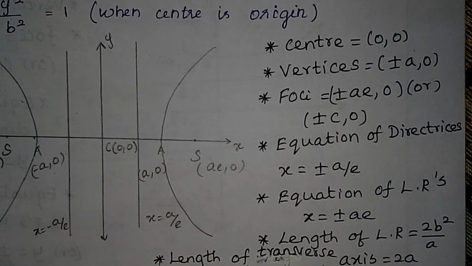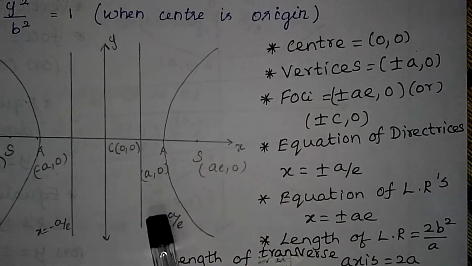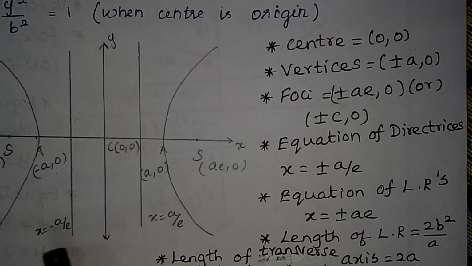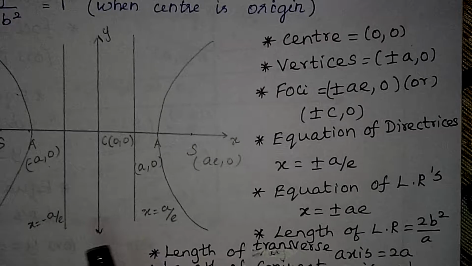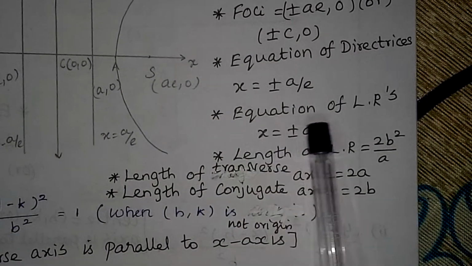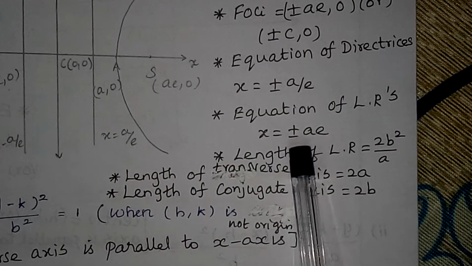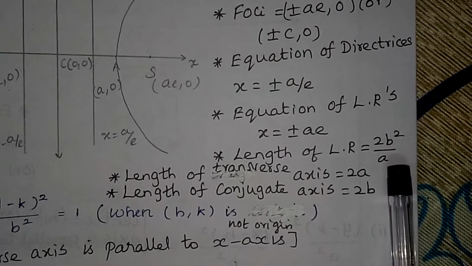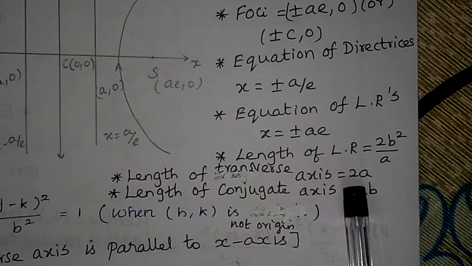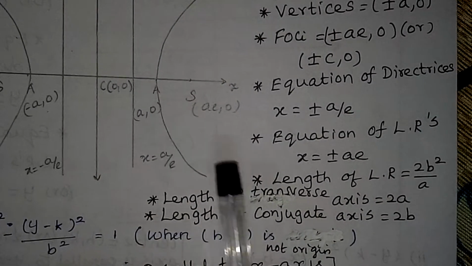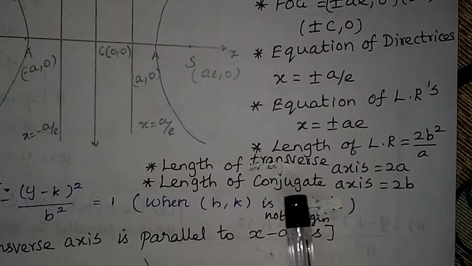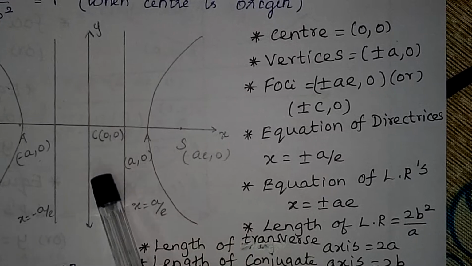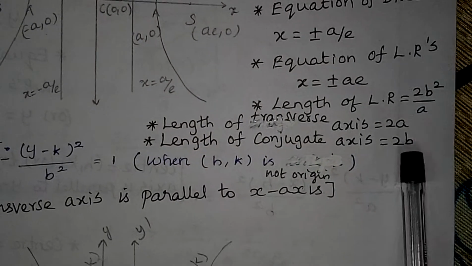So what we have written here, then the directrices are x equal to plus or minus a by e. Here we have x equal to a by e. Here x equal to minus a by e. Then the other formulas are equation of latus rectum is x equal to plus or minus ae. Length of latus rectum is 2b square by a. Length of transverse axis, that is the distance between A and A dash, is 2a, and the length of conjugate axis is 2b. That is along the y axis we will have 2 points B and B dash like that. Its distance is only 2b.